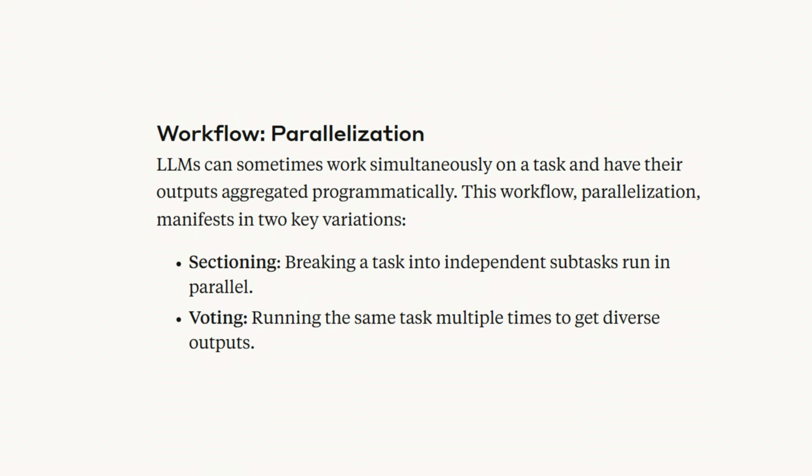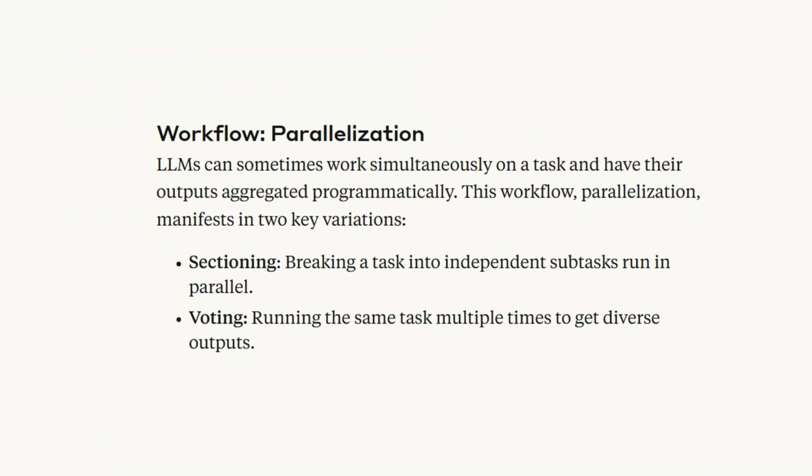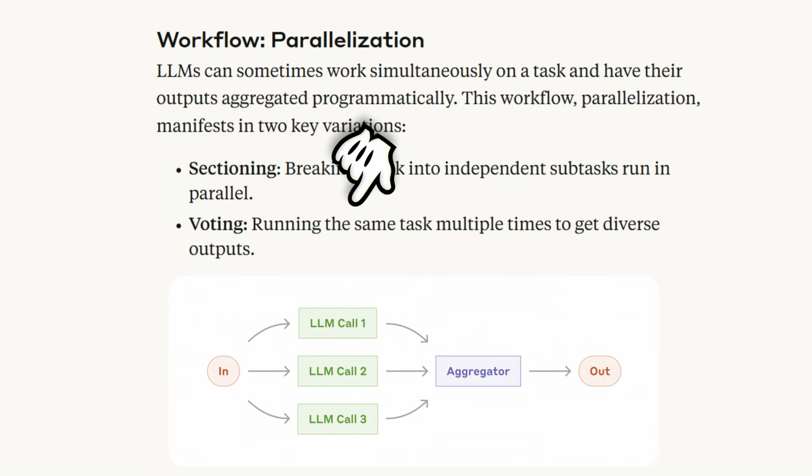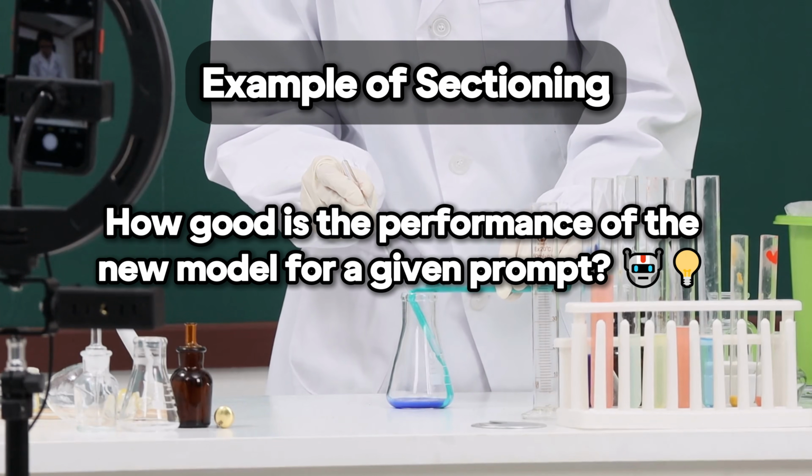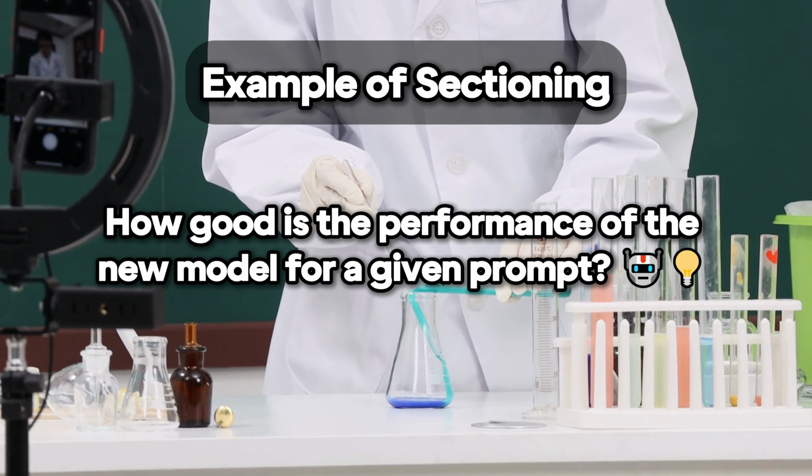The next workflow is parallelization. Oh god, I can't pronounce it. This specific agentic workflow usually has two key variations. This is when you have sub-agents that are working simultaneously on a task and then have all of their outputs aggregated together. The first one is sectioning, which is breaking a task into independent subtasks that are run in parallel, or voting, which is running the same task multiple times using different sub-agents to get diverse outputs that you aggregate together. An example of sectioning is if you're trying to evaluate how good the performance of a new model is for a given prompt.